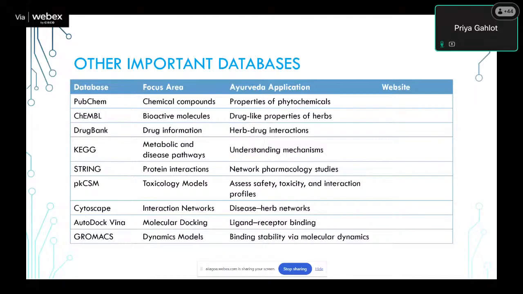There are other important databases also. One is PubChem. It is also for chemical compound studies, similarly to ChEMBL, as we have discussed earlier.